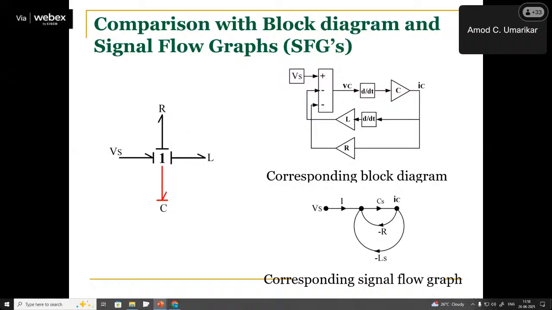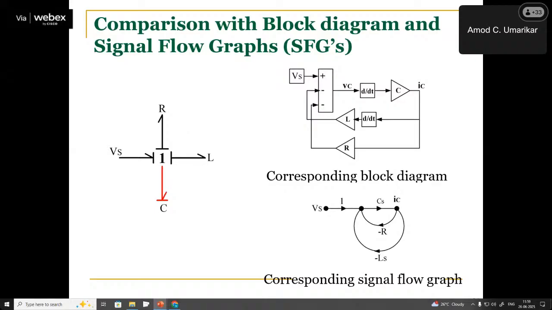So that's why it is showing away from the junction. The direction is away from the junction. While Vs is supplying effort or supplying power to all the other elements, that's why it is near to the junction.